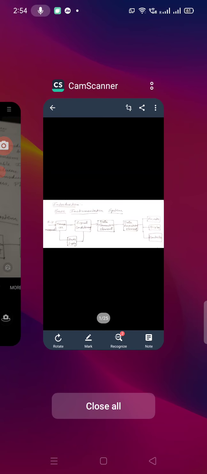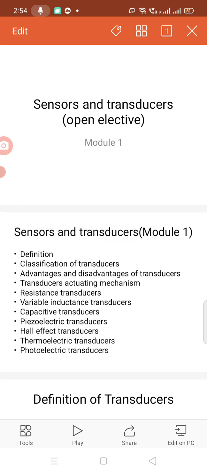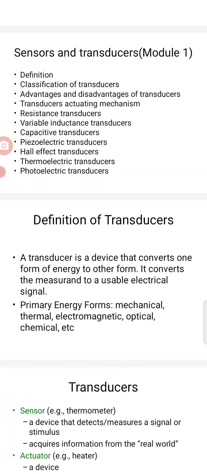Then coming to the main topic of sensors and transducers, let us go with the main module, that is our main topic of sensors and transducers. In the first module we are going to study the typical definitions of transducers, advantages and disadvantages of transducers, and then the actuating mechanism, the different types of transducers, and the classification of transducers in this module. So let us start with the definition of transducer.